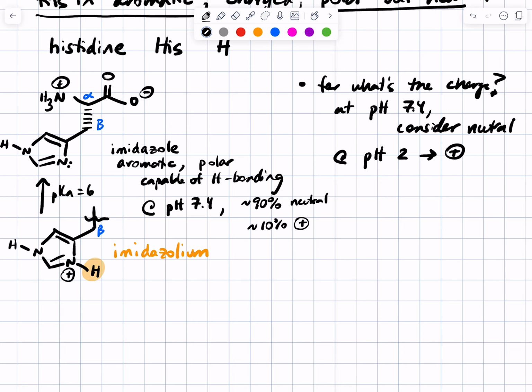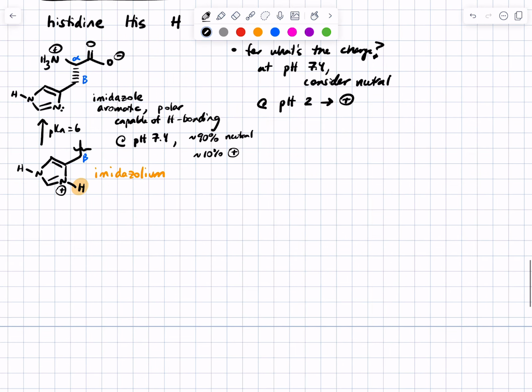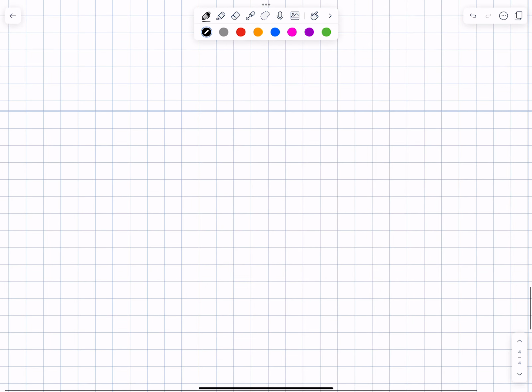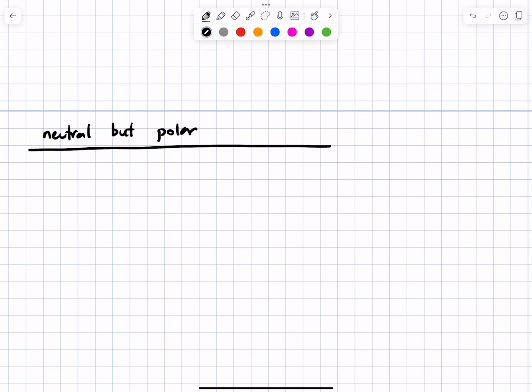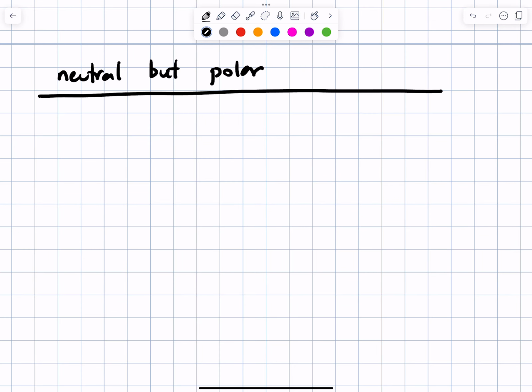Okay, good. So then let's just do the sort of boring neutral but polar. There are a few in this category. The simplest is probably serine, S-E-R-I-N-E, 3-letter code S-E-R, 1-letter code S. That one at least makes sense. Same backbone as the other amino acids. It's just like alanine, only it's got an OH group on the beta carbon.